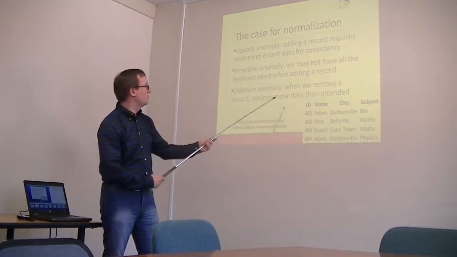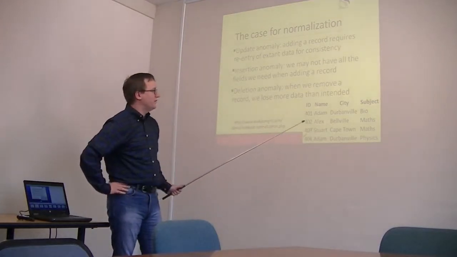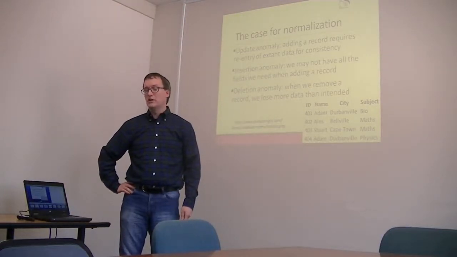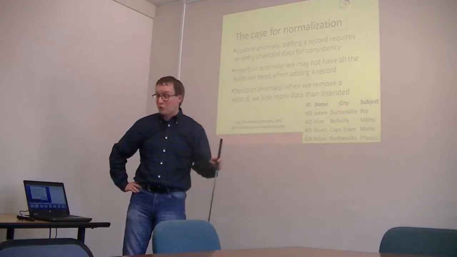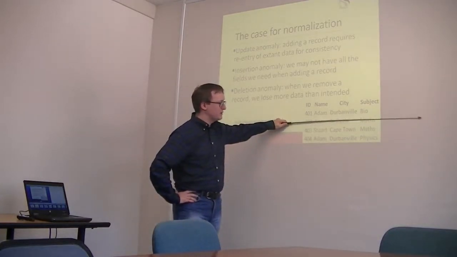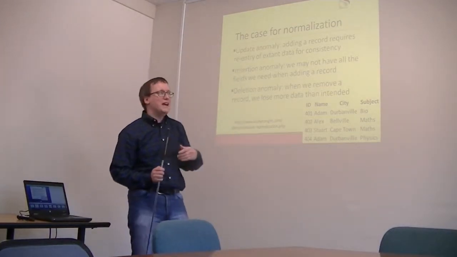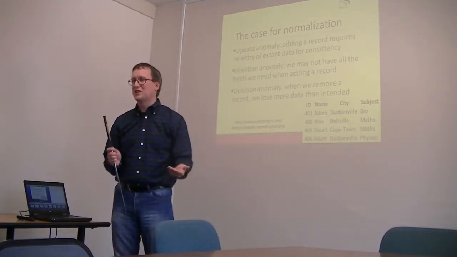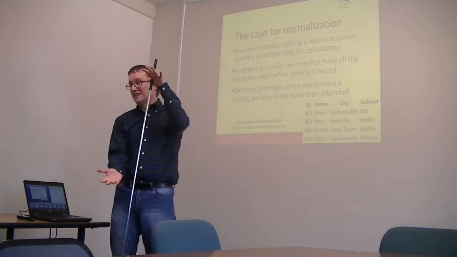Likewise, deletion anomaly. When we remove a record, we lose more data than intended. What do we do if Alex decides he's no longer interested in maths? Now he's going to change his major, but he knows it's not going to be math, but he's not sure what it will be. Well, we can erase the entire record, but then we lose track of the fact that Alex is from Belleville. And so we have to have basically empty cells in our table in order to accommodate the student's change of information.